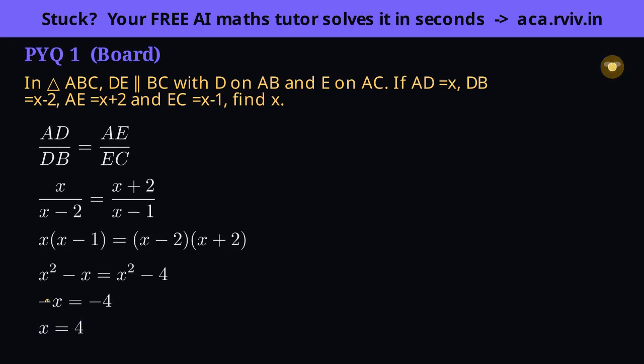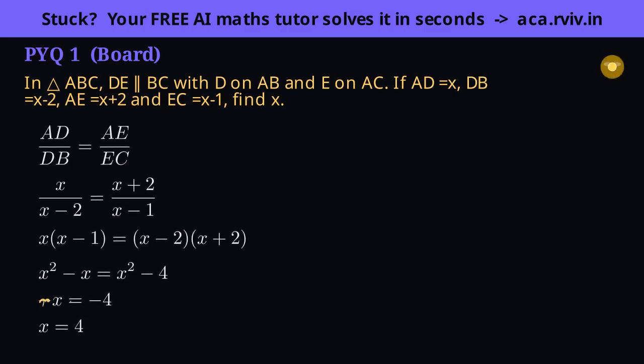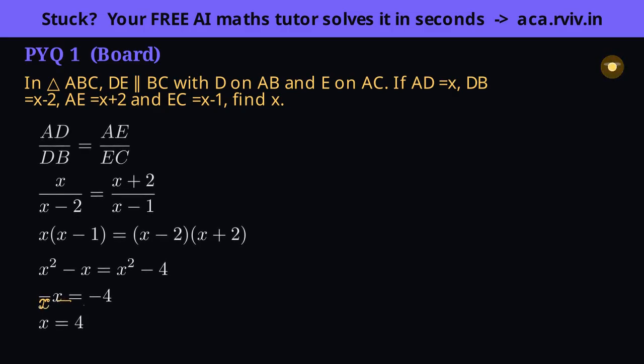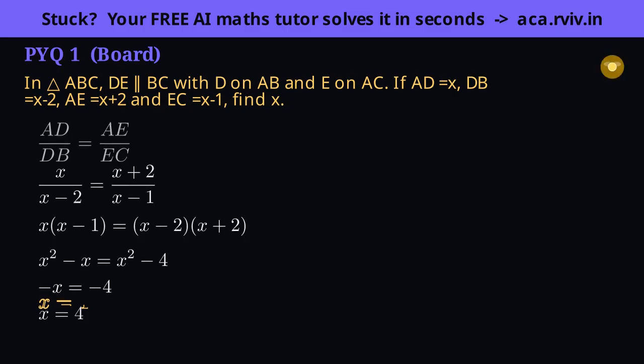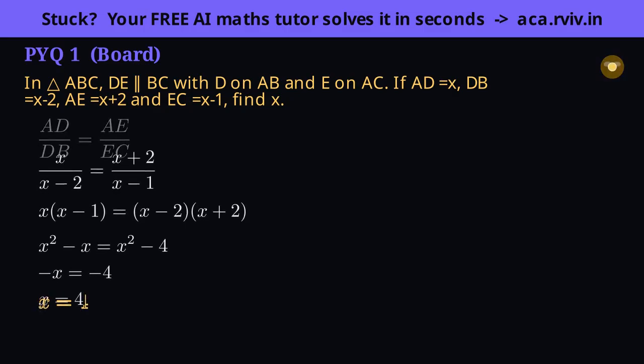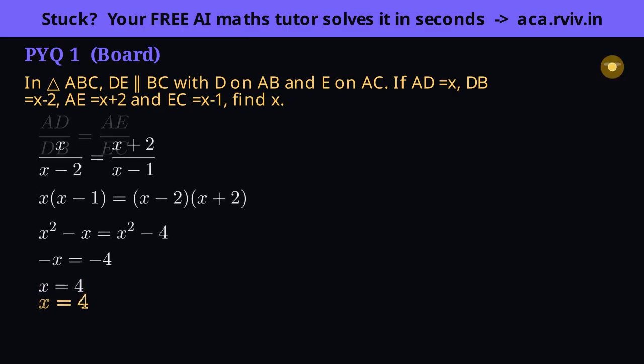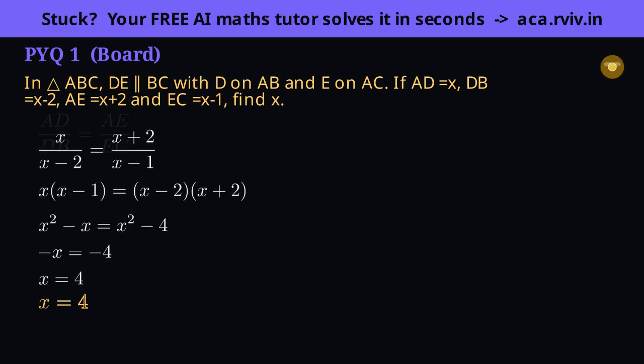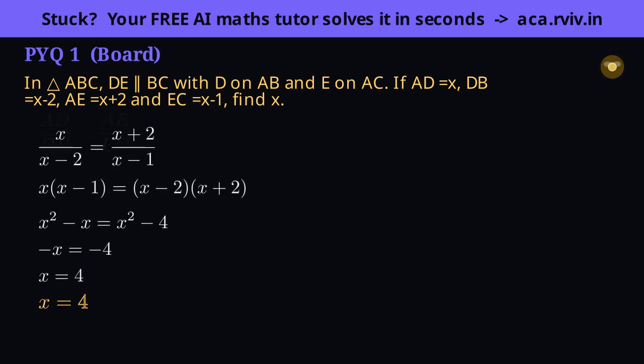The takeaway: when a Thales problem hands you algebraic lengths, cross-multiply and watch for the x squared terms to cancel. A cross-multiplication that looks quadratic almost always flattens into a one-line linear solve, so don't panic at the squares.